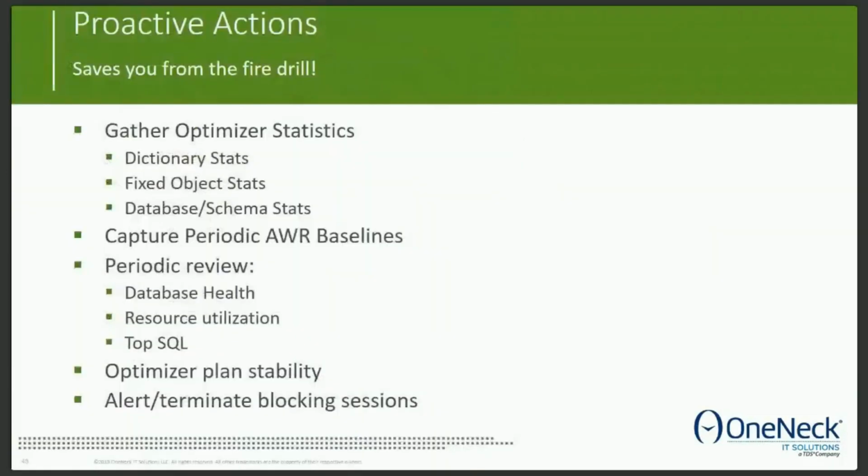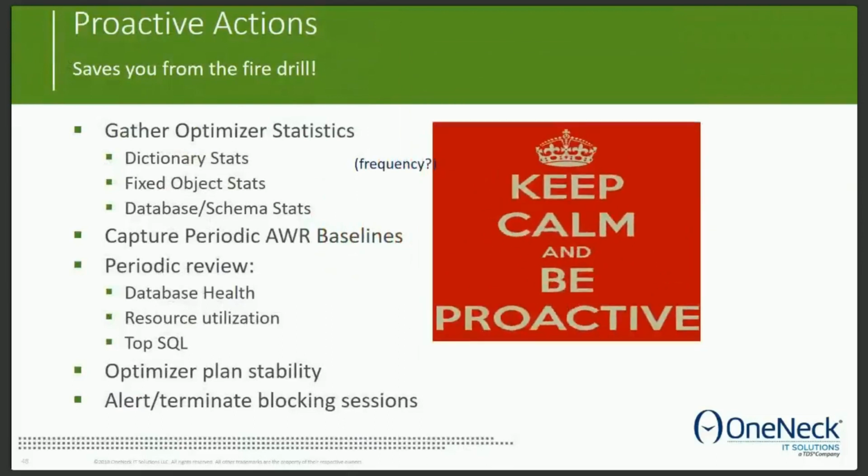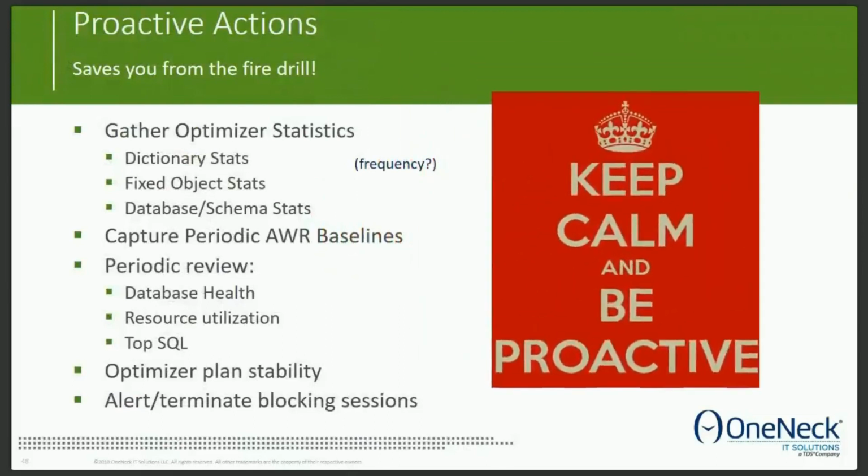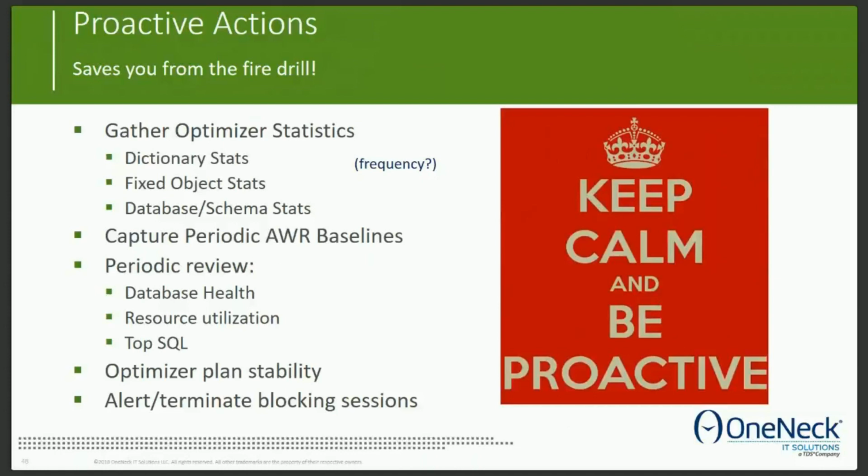So how to prevent performance issues? Just quickly, again, gathering optimizer statistics is the important part. You need to gather statistics periodically, and you also need to gather dictionary stats periodically. Usually I run dictionary stats at least once a month. Fixed object stats may not be needed that frequently, but if you do database upgrades or application upgrades or anything like that, then it is good to run the fixed object stats. But run database and schema stats always.